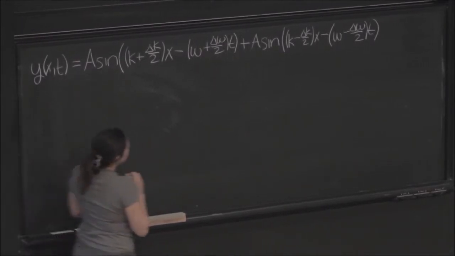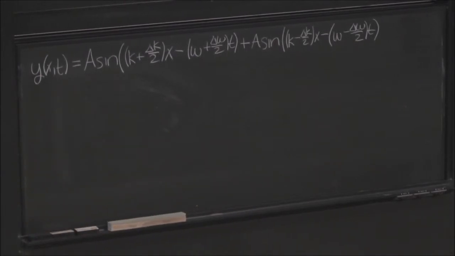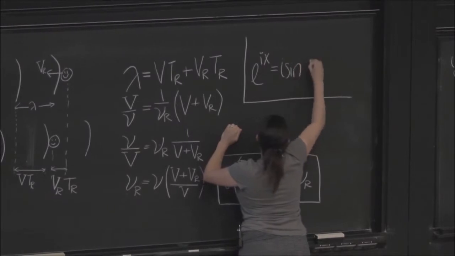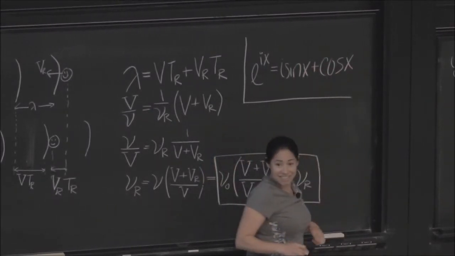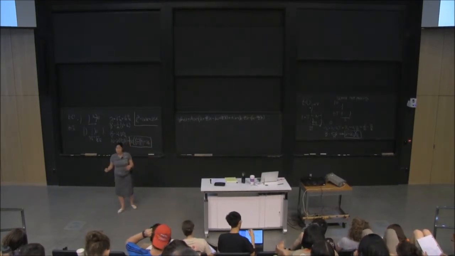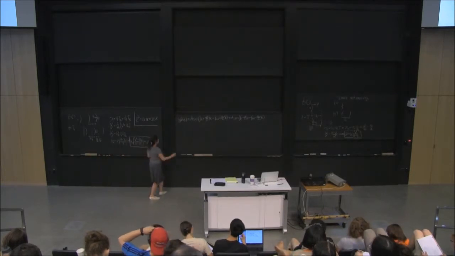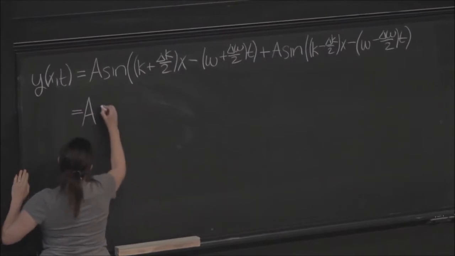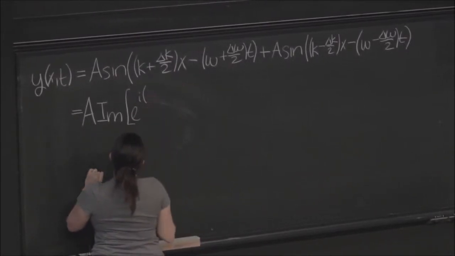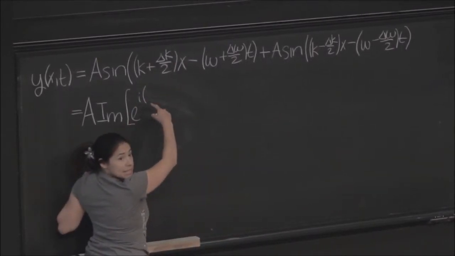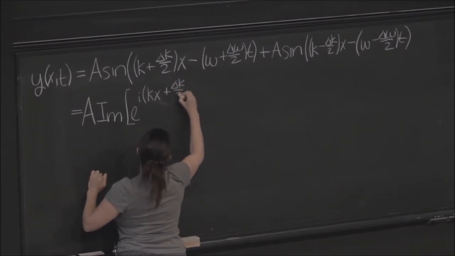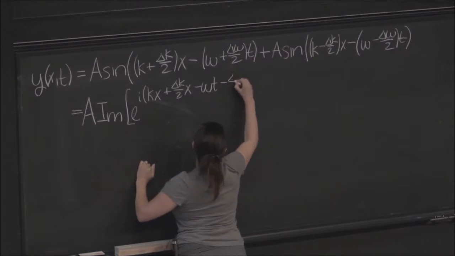Okay. So let me remind you of the fact that e to the i x is i sine of x plus cosine of x. Right? Okay. So that means if I want to write a sine of some junk, I can just write it as the imaginary part of e to the i some junk. So that's what I'm going to do. I'm going to pull out my amplitude. And I'm going to say it's the imaginary part of e to the i this. Okay, I'm just going to multiply out all these terms. Can you guys see this in the back? Is that okay? Okay. So we're going to have kx plus delta k over 2 x minus omega t minus delta omega over 2 t.